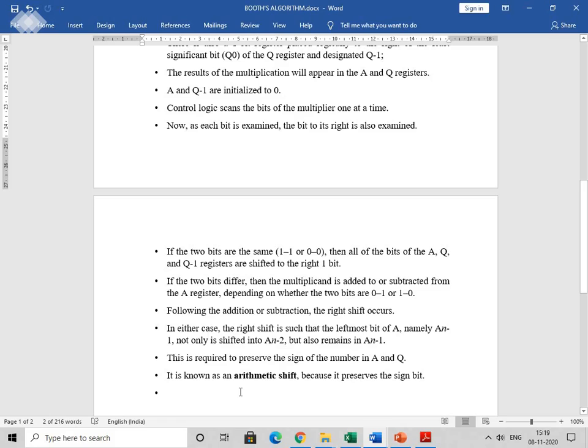Okay. So this was the explanation related to Booth's algorithm.